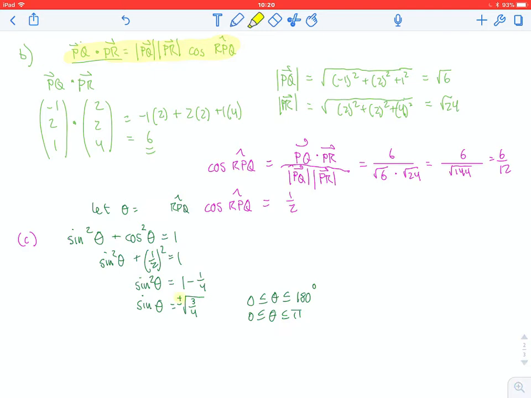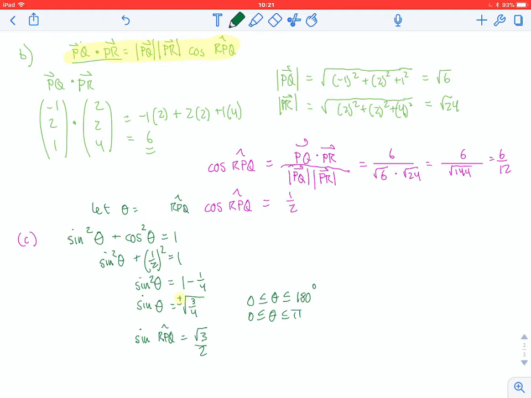We know as a result that we're just interested in the positive value, which means that the sine then of angle RPQ is therefore going to be, just simplifying this radical a little bit, square root of 3/2.